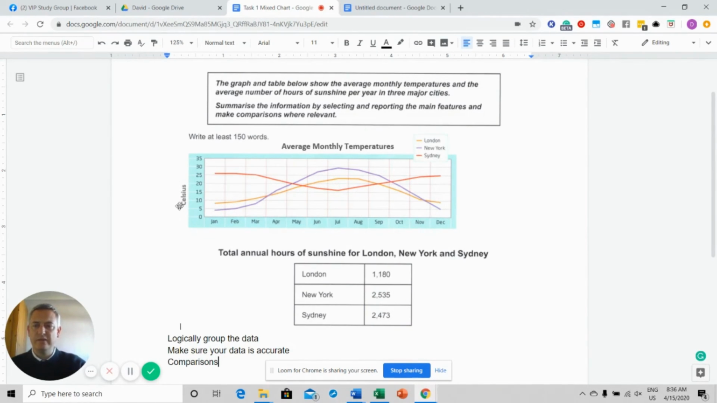Celsius, there is no synonym for Celsius. You're not expected to convert it to Fahrenheit or anything like that. And make sure you're writing about the correct city. So the red line is Sydney, but make sure you're writing about Sydney. Don't mix up the lines and talk about New York. So total annual hours of sunshine for London, New York, and Sydney. So when we have mixed charts, you can see that there is a lot to think about, a lot to take into consideration.